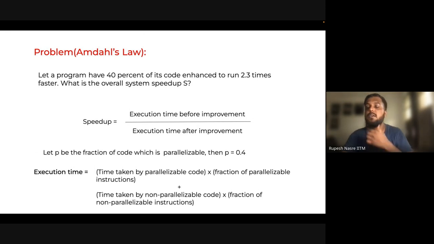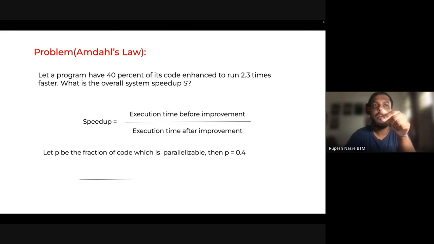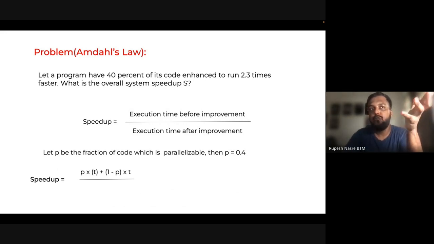Am I audible now? Okay, fine. So the execution time is the time taken by the parallelizable code times the fraction of parallelizable instructions, plus the time taken by non-parallelizable code times the fraction of non-parallelizable instructions. It's pretty clear, right? So for the execution time before improvement, let's suppose each instruction takes t time. P represents the parallelizable fraction and t represents the time, plus 1 minus p. What is 1 minus p over here? Anyone? What does 1 minus p represent, if p is the parallelizable part?